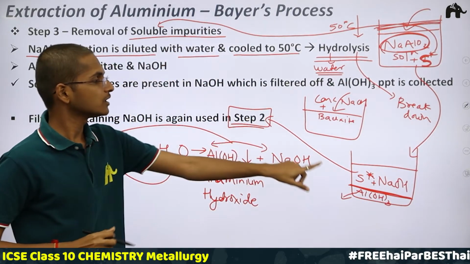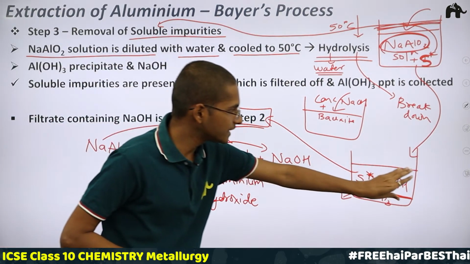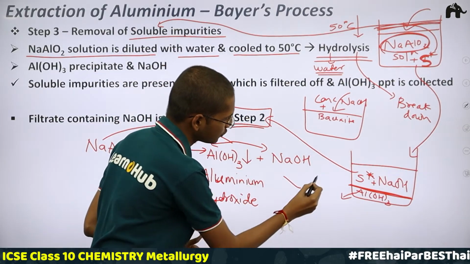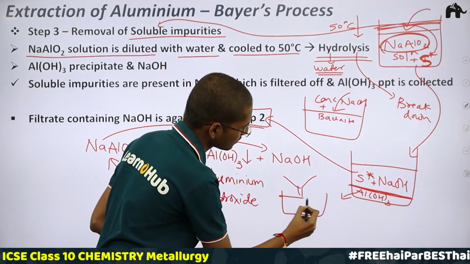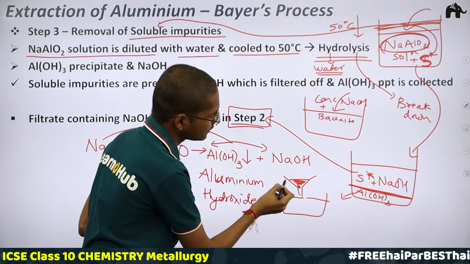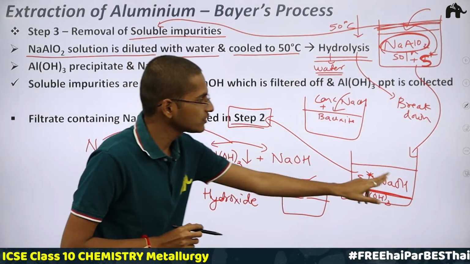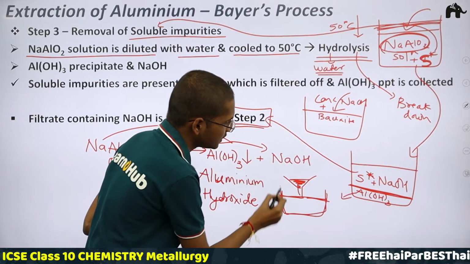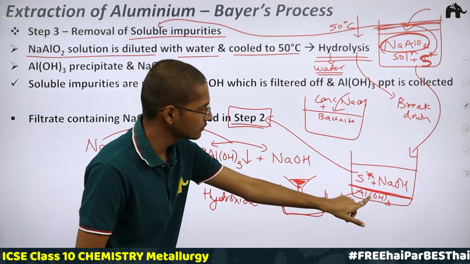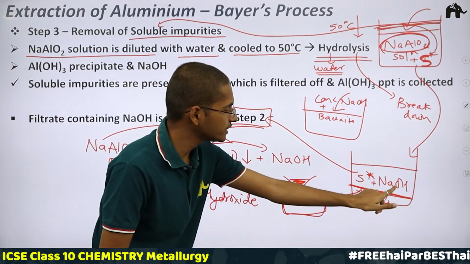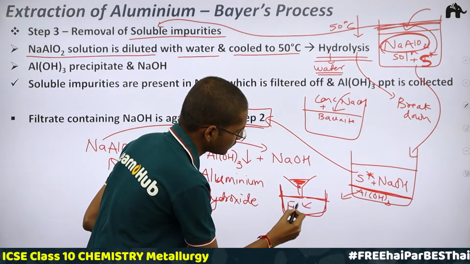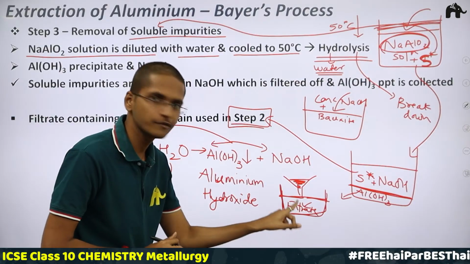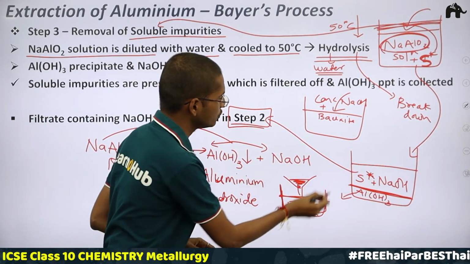How are we going to use it? We are going to take the same filtrate. What is filtrate now? Once we have emptied this content into the funnel, whatever aluminium hydroxide is there would be trapped here, and whatever the remaining soluble part is would get collected in this beaker. So this is called filtrate. Aluminium hydroxide would be trapped, and the soluble impurities along with NaOH would be here. So this filtrate we are again going to use in step 2.